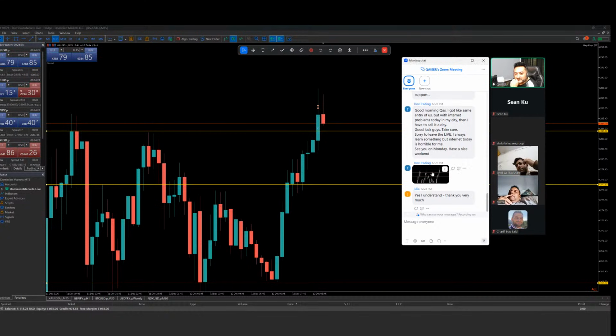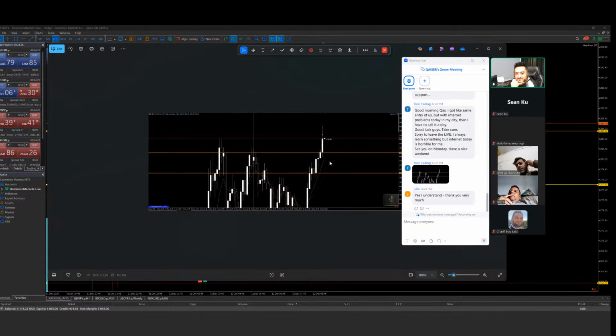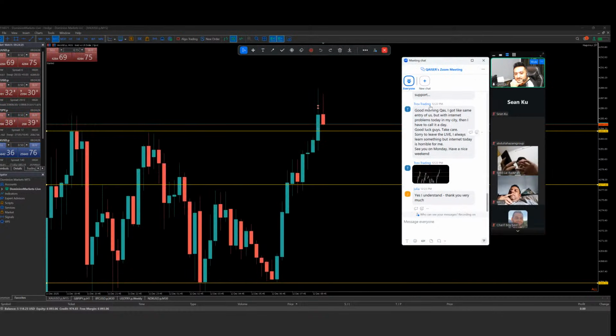So, Trove also sent me the chart. Wow, beautiful execution. Very nice. Very nicely managed. So look at the rejection right now. All I need is a new structure to be formed.